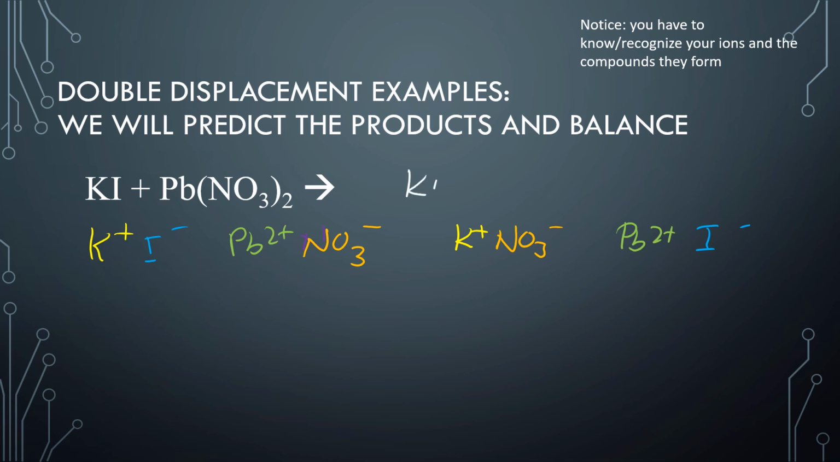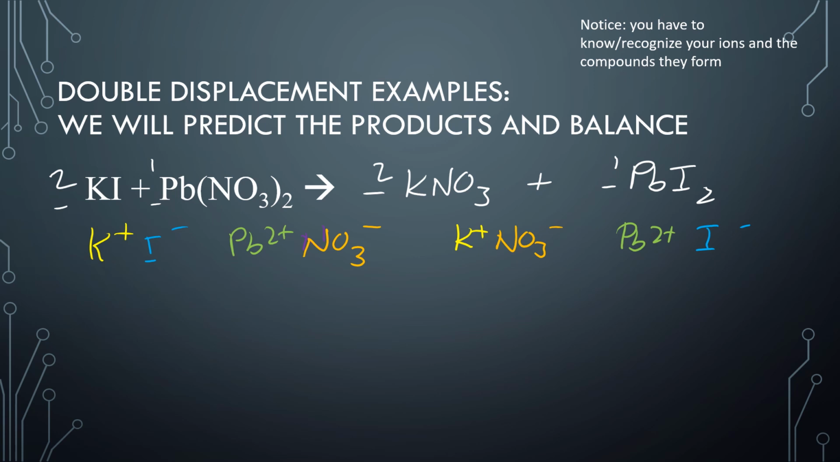So KNO3 plus PbI2, and I just get that from crisscrossing the numbers. My coefficients are, I'll put a 2 here, 2 here, 1 and 1. So 2, 1, 2, 1. The way I wrote it out, that's how it is. So I get the question, does it matter what order you put the products in? No, as long as the formulas are written out correctly.